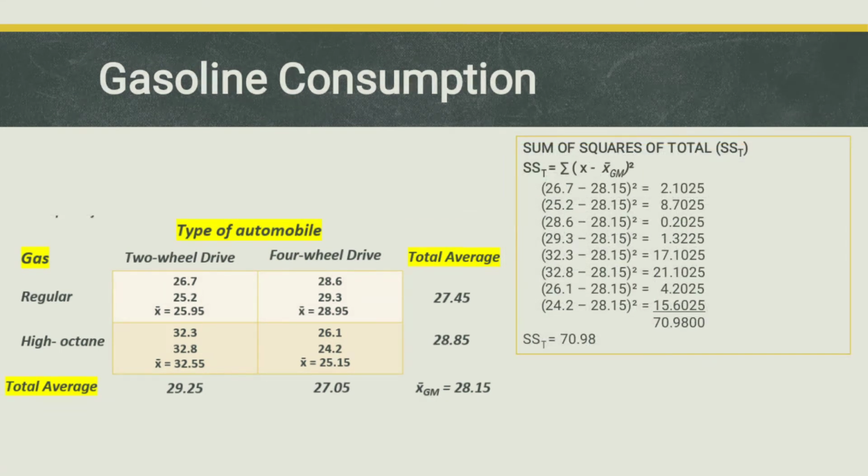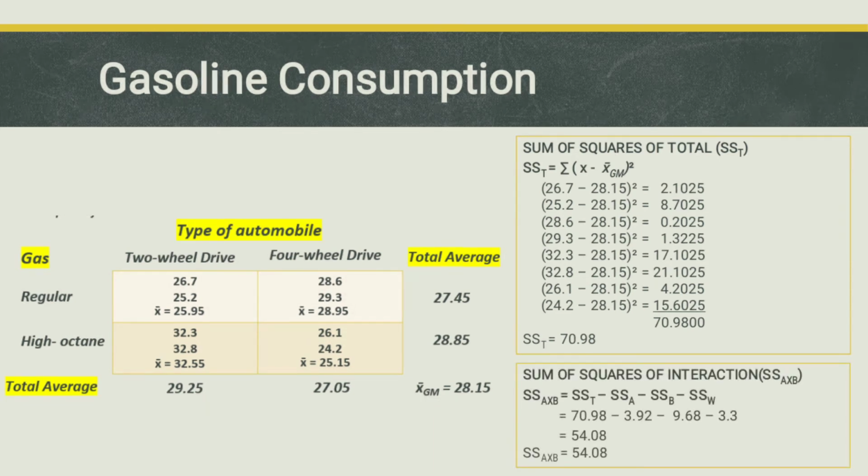Next is the sum of square for total. The formula is the summation of x or the data values in each group minus the total grand mean squared. So we will just minus the data values in each group, which are 26.7, 25.2, 28.6, 29.3, 32.3, 32.8, 26.1, and 24.2 from the grand mean, which is 28.15 and squared lang natin. So the total sum of squares is 70.98.